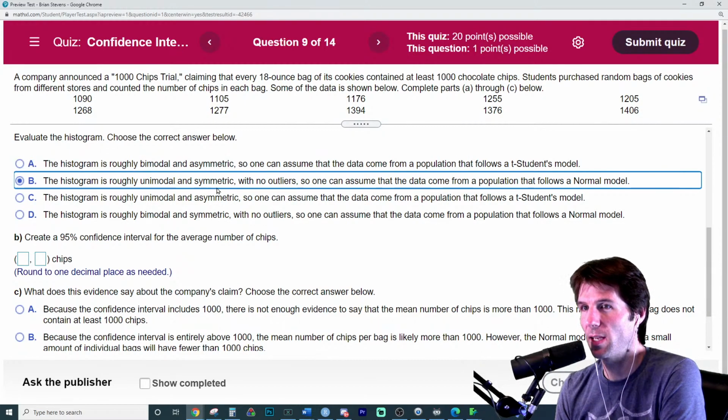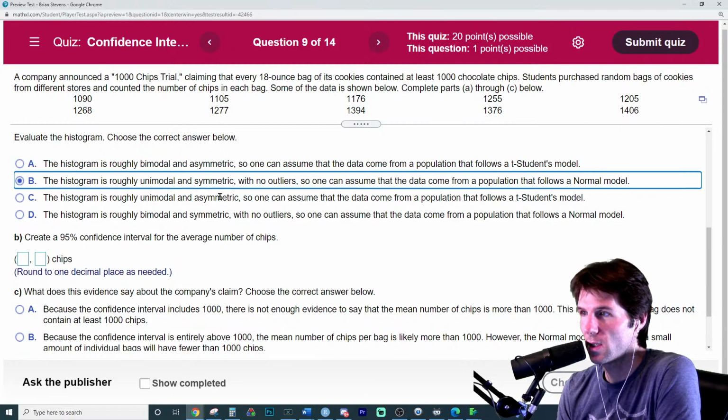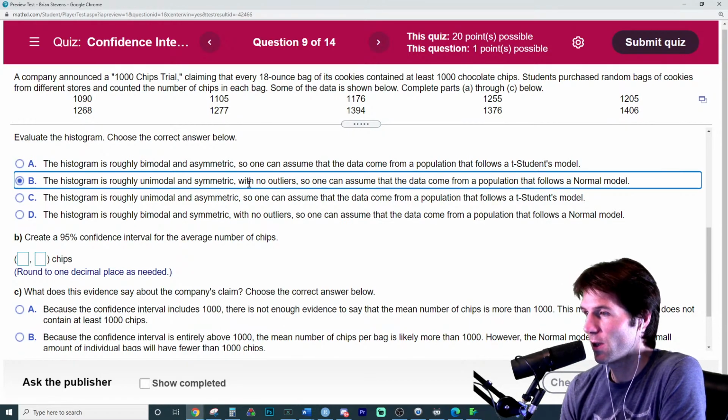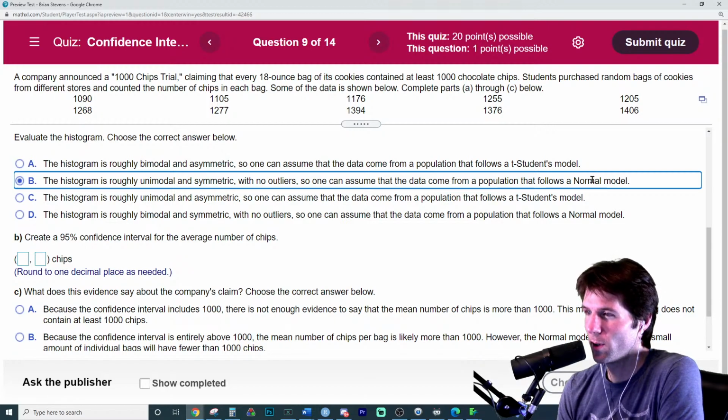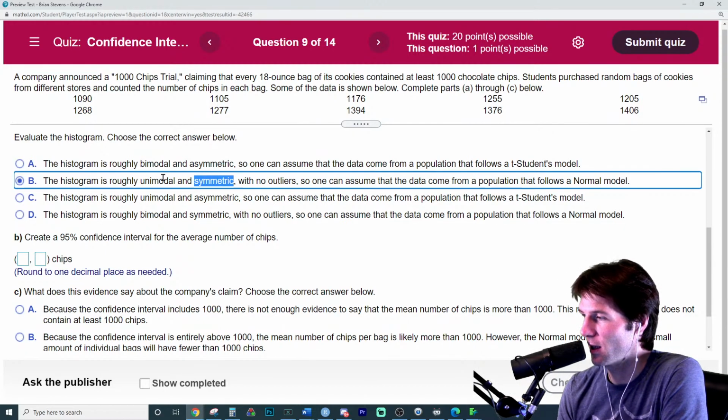Yeah, this has to be the answer. It's not bimodal, so bimodal no, asymmetric no. So the answer has to be this one. I don't know why it tricked me. The T is based on the normal, so yes, my Pearson, but no. But it is unimodal and symmetric. It has to be this answer.